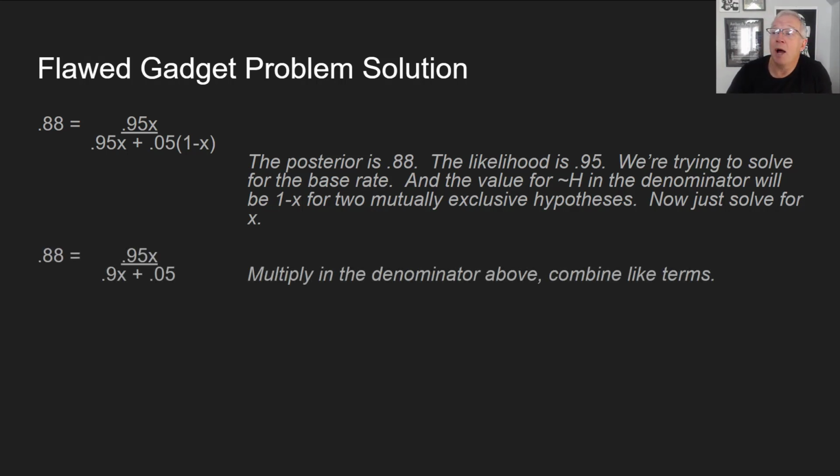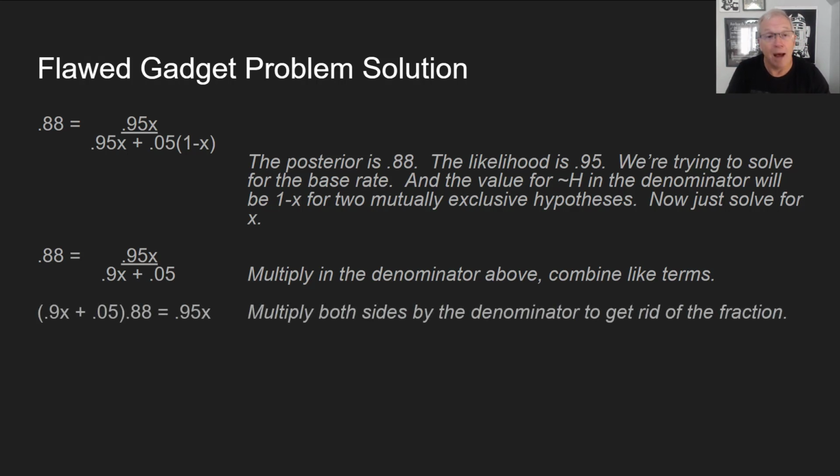multiply in the denominator from above and combine like terms. So at the top, we've got a complicated denominator. Go ahead and multiply that 0.05 times 1 minus x, and then combine the like terms, and we get this new denominator. Now, to get rid of that fraction, we multiply both sides by the denominator.